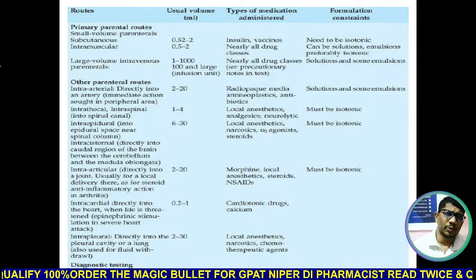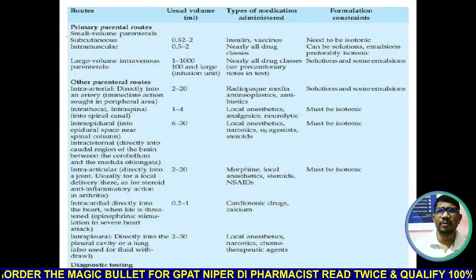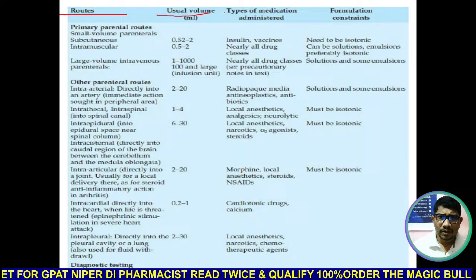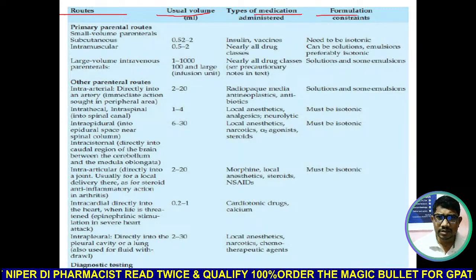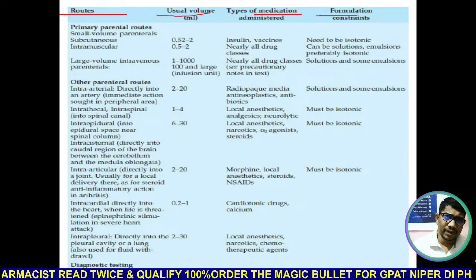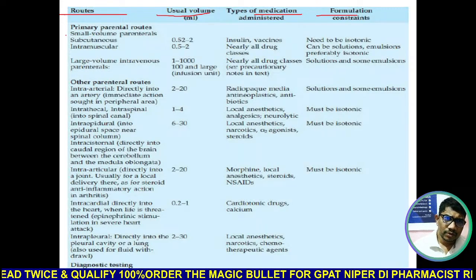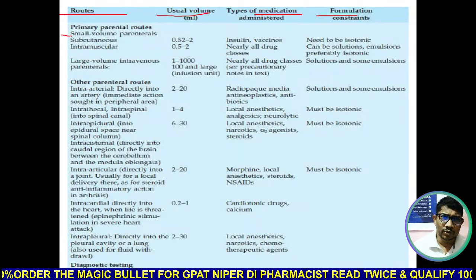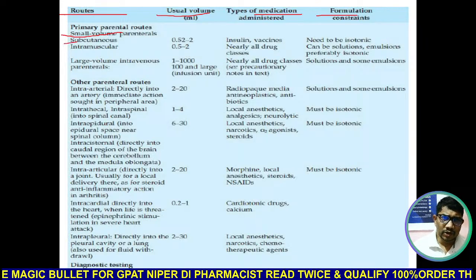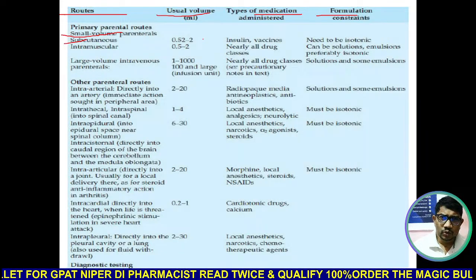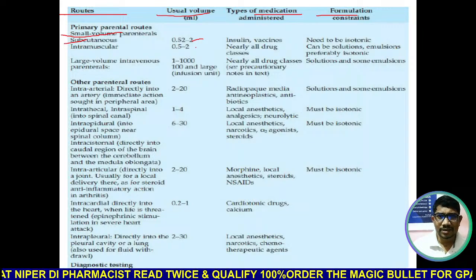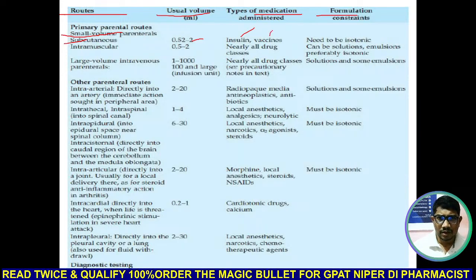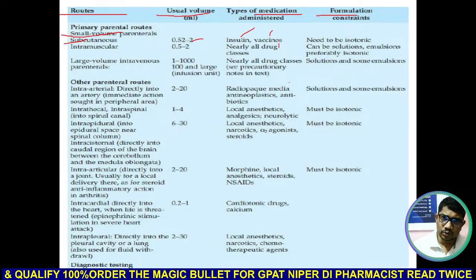So before that you should know what is the volume of injection that can be given by different routes. So routes over here, then usual volume, type of medication administered, and formulation concentration. Primary parenteral routes, पहला है आपका primary parenteral routes, in that small volume parenterals. Small volume मतलब क्या, उनका वॉल्यूम कम रहेगा. So first is a subcutaneous injection. You can inject 0.5 to 2 ml injection by subcutaneous route. So insulin injection is given by subcutaneous, vaccines are given by subcutaneous route, and almost all type of drug that can be given by subcutaneous route, है ना.